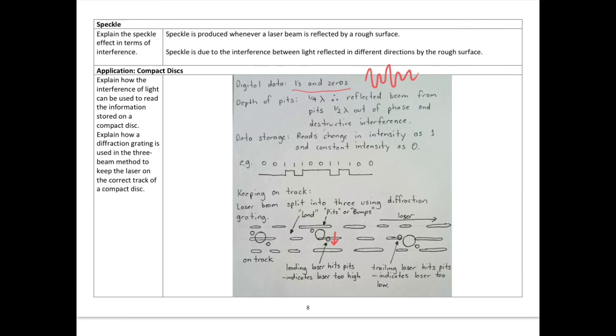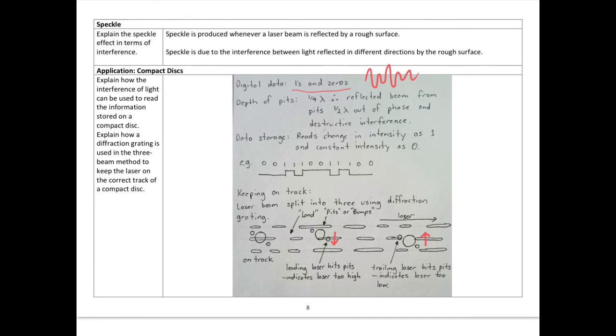Also, obviously, hopefully obviously, if this top trailing one starts to hit on the tracks, so there's a change in intensity as it starts to hit the pits, then it knows it's getting too low, so it needs to move the laser up. So basically this laser uses the interference between the incident and the reflected light and a transmission grating to create 3 dots instead of 1 to basically read the CD, or a DVD works in a similar way, and also it uses that to keep it on track.